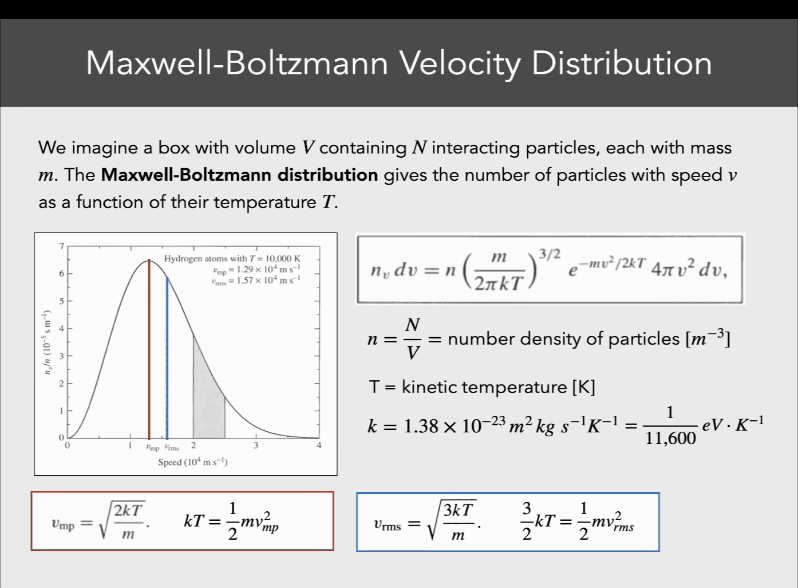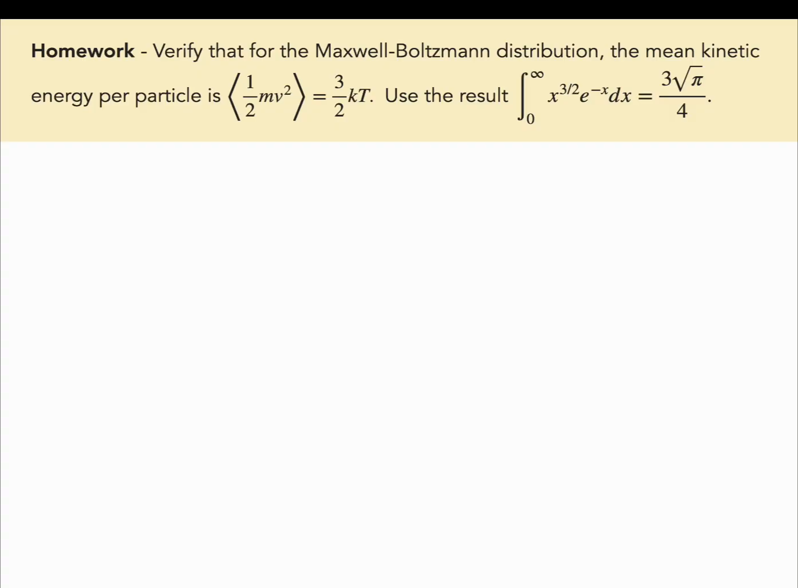The second way of characterizing a typical velocity in this distribution is the RMS velocity, given by the second dashed line, which is shown in blue here. It turns out it's equal to the square root of 3kT over m. This is the velocity that you get if you ask what is the average kinetic energy of particles bouncing around in the box. It turns out that the mean kinetic energy equals 3/2 kT. This is a well-known result in thermodynamics, so there's a homework problem to actually verify this.